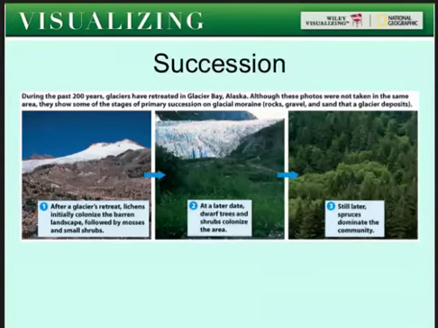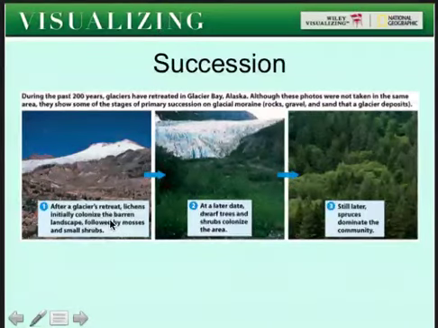Notice that the spruce trees do not establish a community until sufficient organic nutrients have entered the soil from preceding colonizing species. So here we see the initial glacial retreat. Lichens begin to grow, they colonize the barren landscape, and then the mosses and shrubs move in.